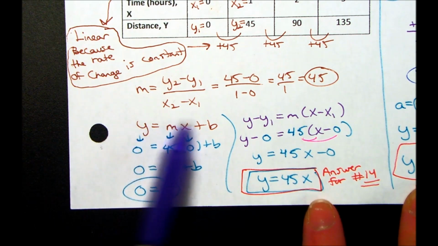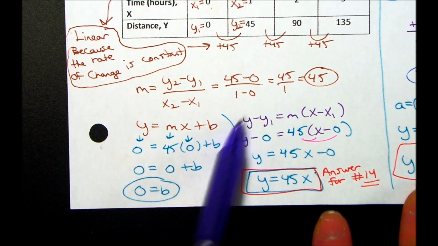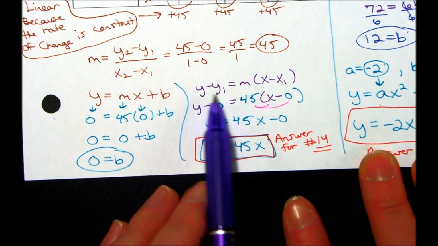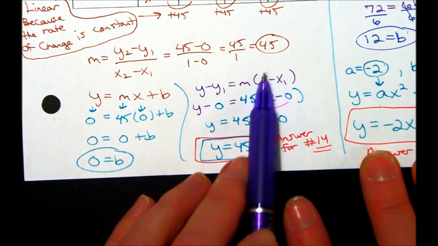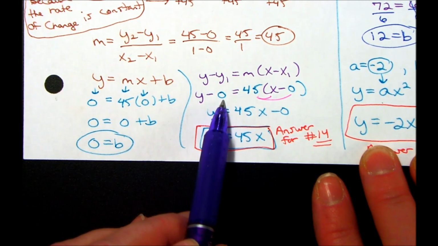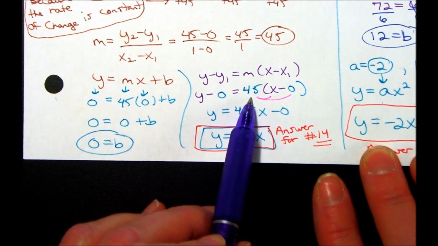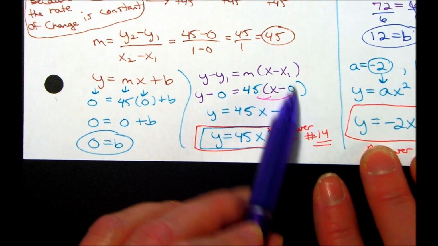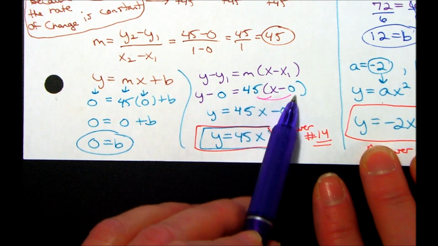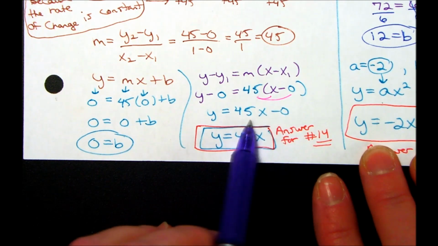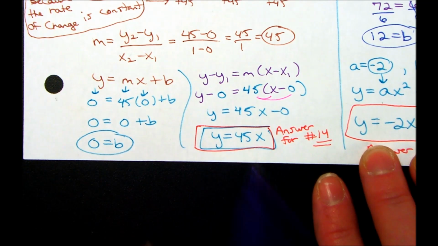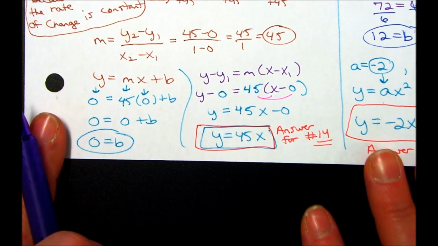Or if you didn't like using slope-intercept form and you wanted to use point-slope form, you could do that also. The point-slope form is y minus y1 equals m, and then in parentheses x minus x1. So y minus my y1, which is 0, equals my slope 45 times x minus x1, which again is 0. Then you would distribute the 45 to the x and the constant, which is just 0, and then y minus 0 is just y. So your answer would just be y equals 45x.